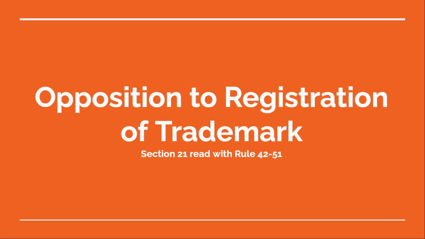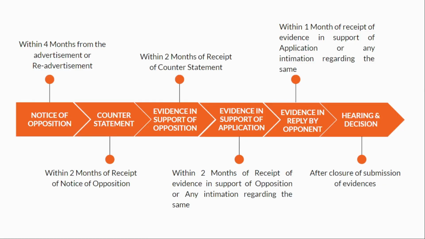Now in this, we will show a flow chart first. In this, a timeline is basically given of every procedure, like notice of opposition, the counter statement, evidence in support of opposition, and so on and so on. So we will discuss each and every topic from here in detail.